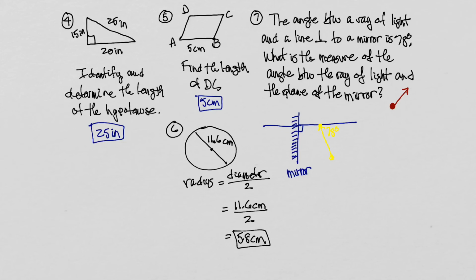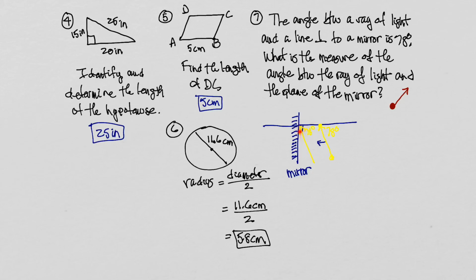And what the problem's asking us is, what is the measure of the angle between the ray of light and the plane of the mirror? So, you know, I gotta tell you, this seems like an oddball problem to me. It just seems like what we're gonna do is take this ray of light, move it over like this so that it hits the mirror like this, this is still going to be our 78 degrees. And then this angle, this is the angle between the ray of light and the plane of the mirror.